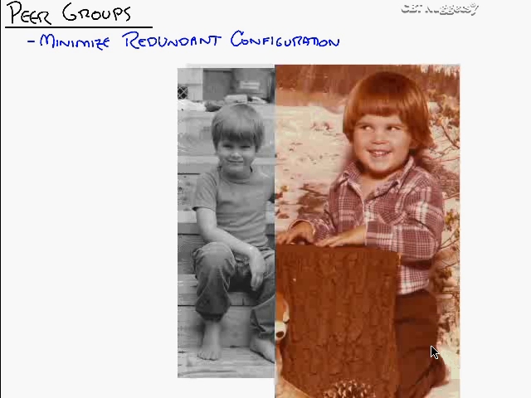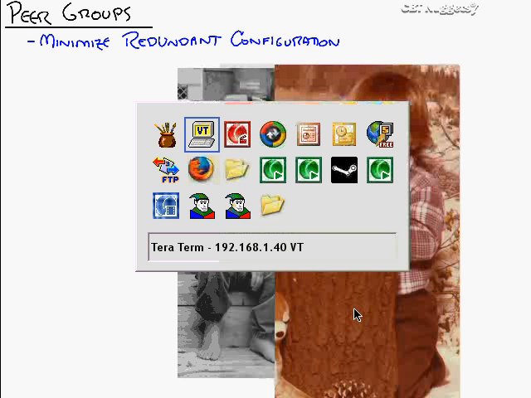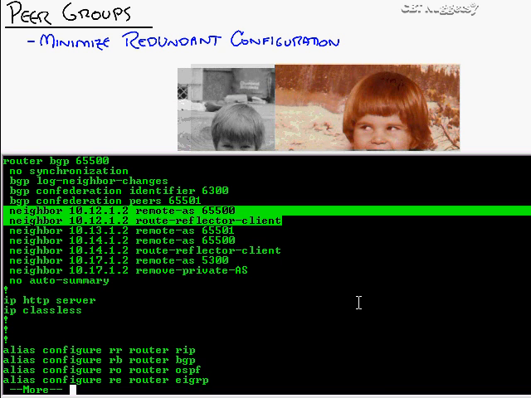You just say those kids are identical, except this guy is sitting in front of a stump with a little older clothes, flannel shirts on and whatnot. That's the same thing with peer groups.